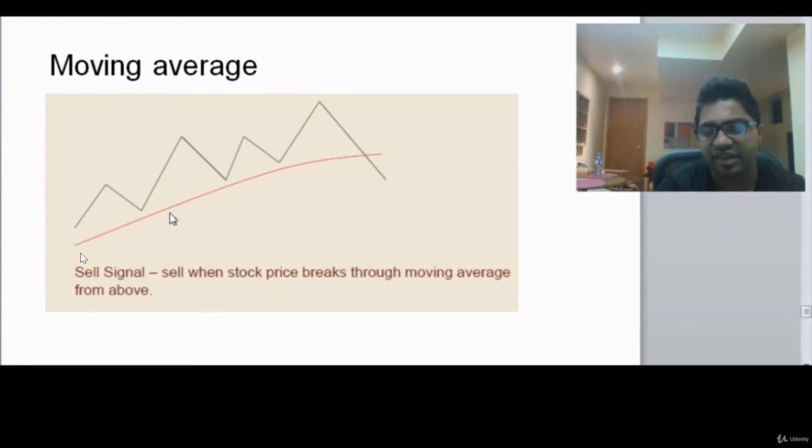Now we generally look for crossovers in the moving average line. So if a stock is crossing a moving average line and going down, for example, this is a stock price line, and this is a moving average line. So if stock crosses the moving average line and goes down, it is a sell signal. If stock crosses the moving average line and goes up, it's a buy signal.